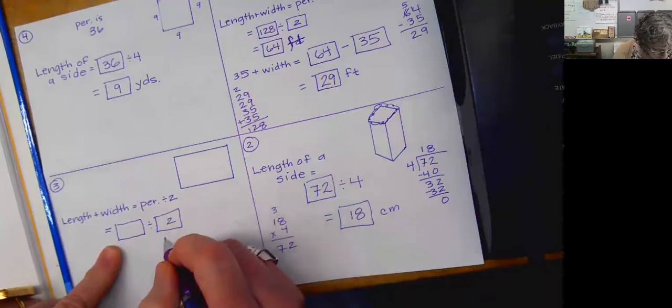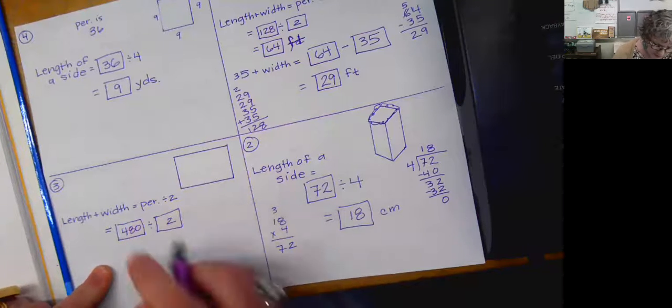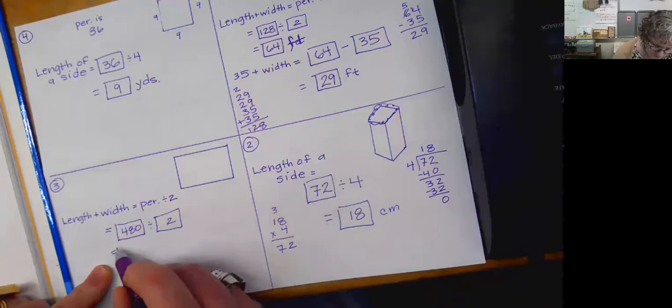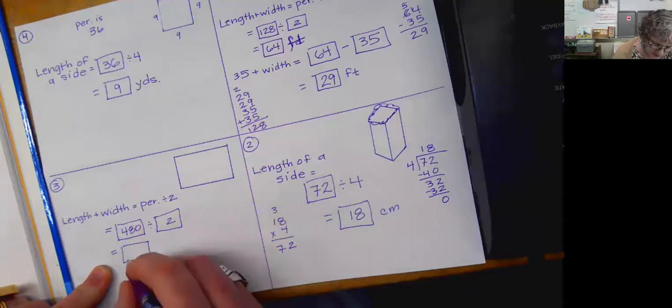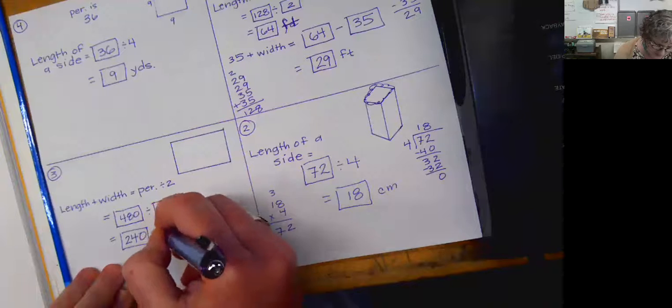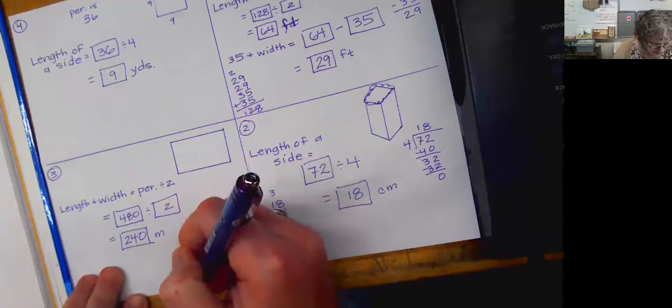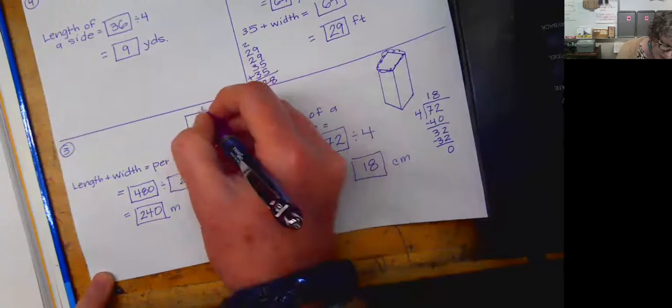Colin walked once around a rectangular field for a total distance of 480. So we know it's 480 divided by 2, and that's going to equal, 400 in half is 200, 80 in half is 40. So that's going to be 240. And this is meters. The length of the field is 160 meters. So this is 160.